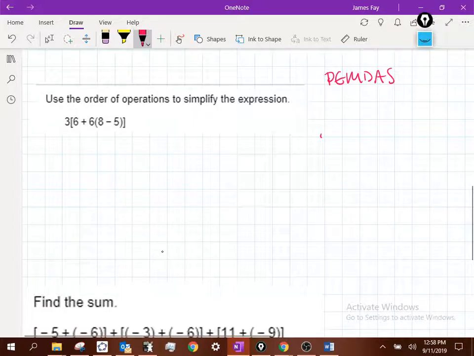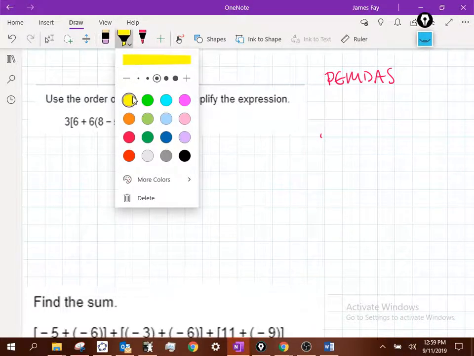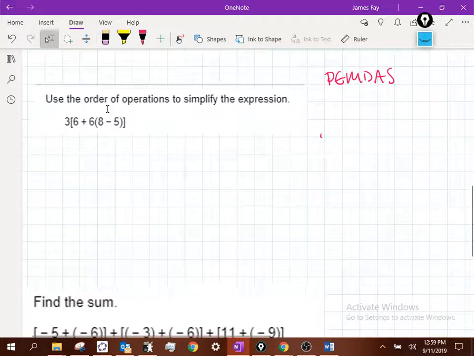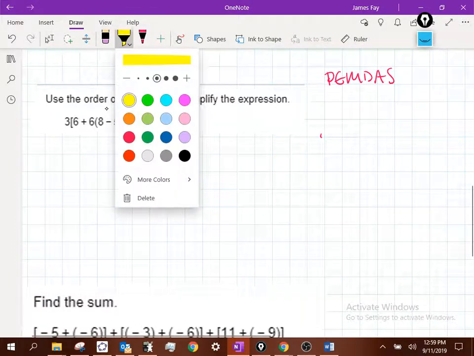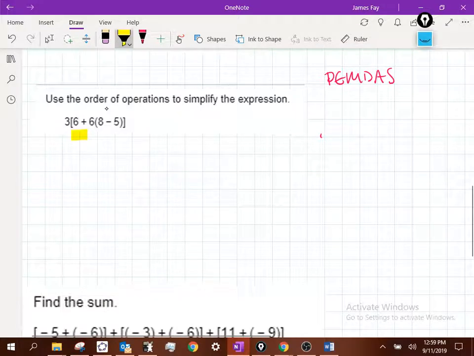If I look at this, the order of operations says, look at your parentheses. There we go. So order of operations says, look at your parentheses, right? We're going to look at those parentheses. Okay, and just focus on the yellow stuff. So basically it gets me to ignore the 3 up front, right? And then I'm going to run through the order of operations inside the yellow.